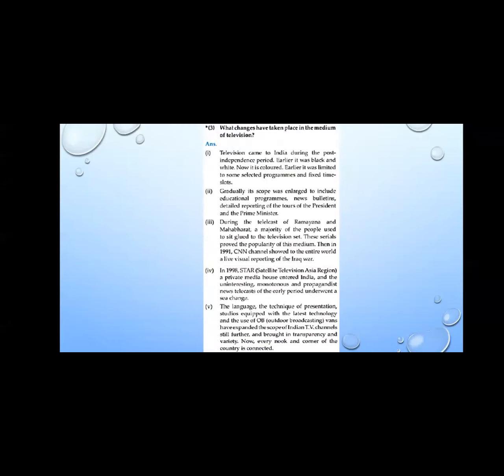Gradually, its scope was enlarged to include educational programs, news bulletins, and detailed reporting of the tours of the president and the prime minister. Then during the telecast of mythological serials like Ramayana and Mahabharata, a majority of people used to sit glued to the television set, and these serials proved the popularity of this medium. Then in 1991, the CNN channel showed the entire world live visual reporting of the Iraq war.